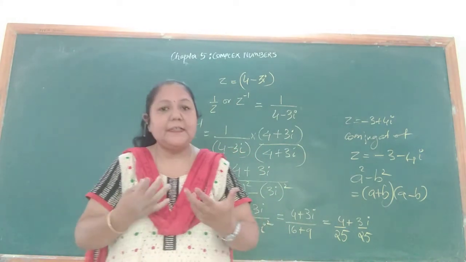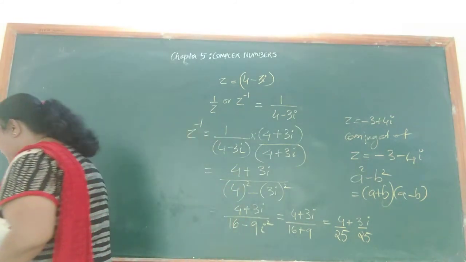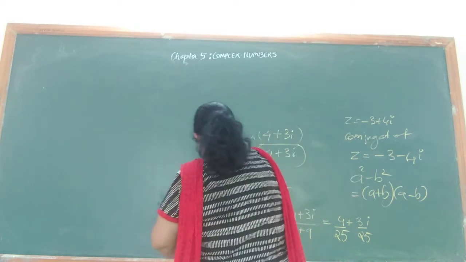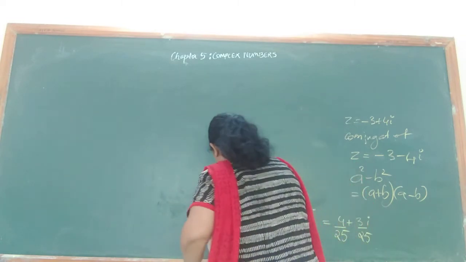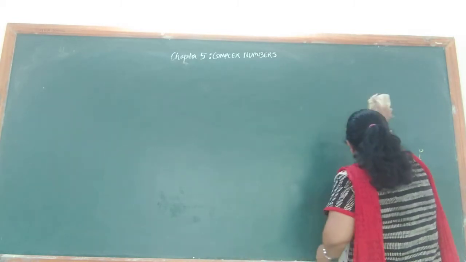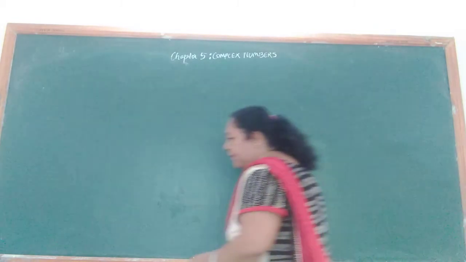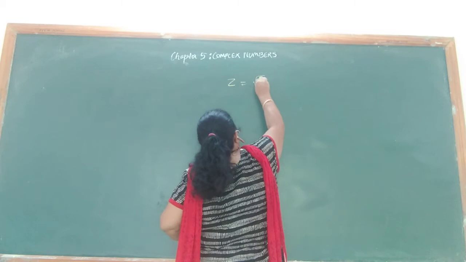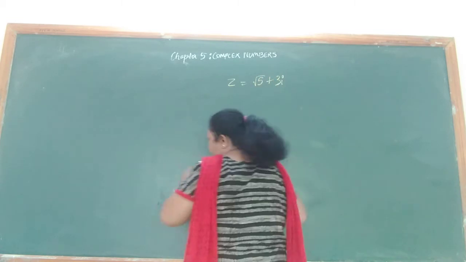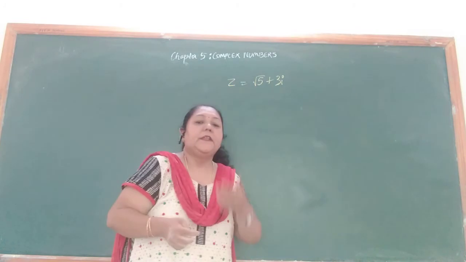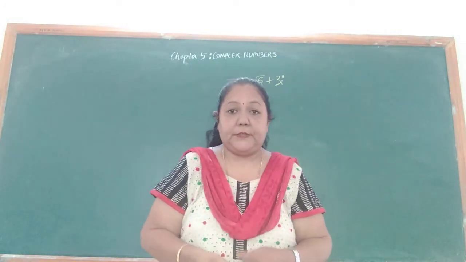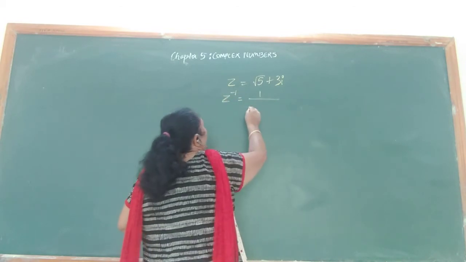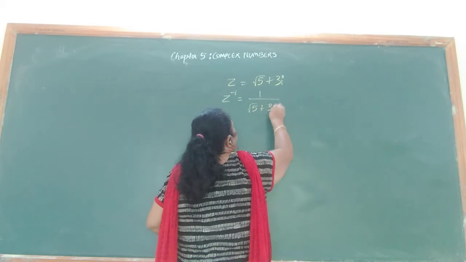So let's do the last question over here. I have z is equal to root 5 plus 3i. So I want to get the inverse of this. So how to get an inverse? It means z inverse is equal to 1 upon root 5 plus 3i.